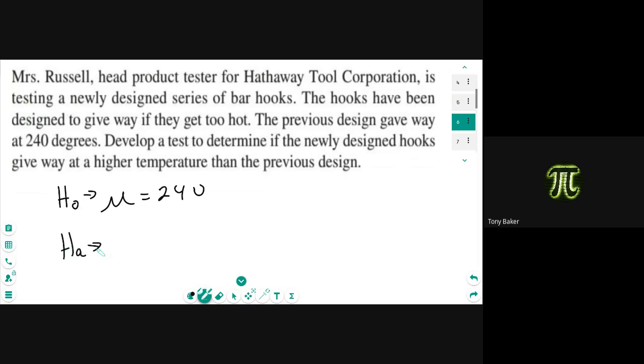What's your alternate hypothesis? Is it greater than? I'm reading it to make sure it's the right direction.